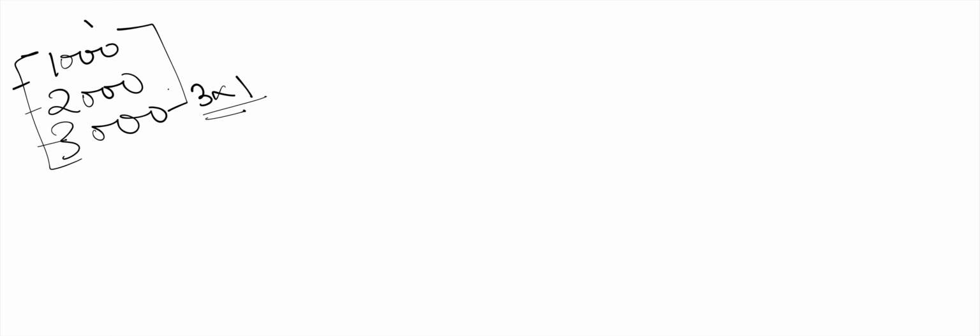Does it have any meaning when you look at it? You are like, no, this 1000, 2000, 3000 is a 3 cross 1 matrix. It doesn't have any meaning. How do we add meaning to it? We define this is house 1, this is house 2, this is house 3, and this is the area, and its unit is square foot.